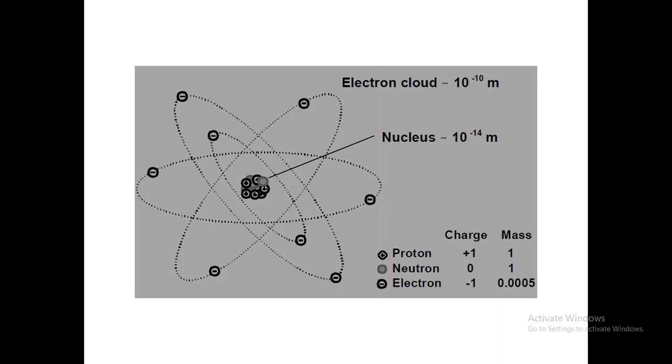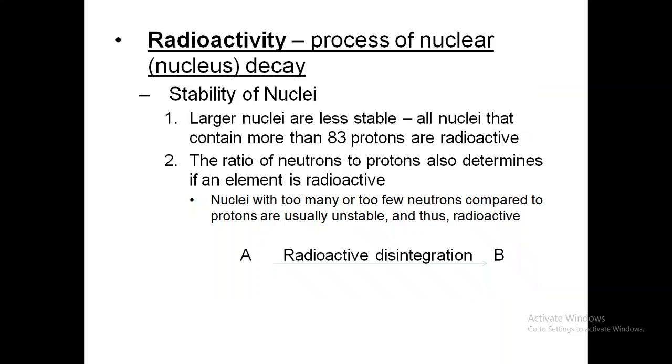As I already mentioned, radioactivity is the spontaneous emission of particles, alpha, beta, gamma, and so on. So here it comes: what about the stability of the nuclei? Let me first discuss the units of radioactivity.